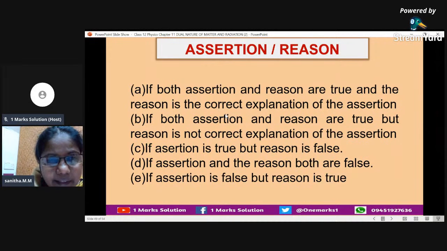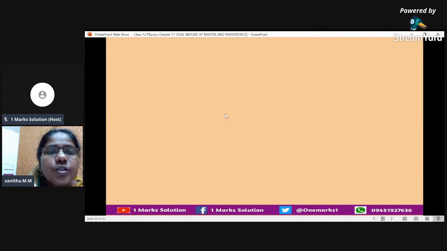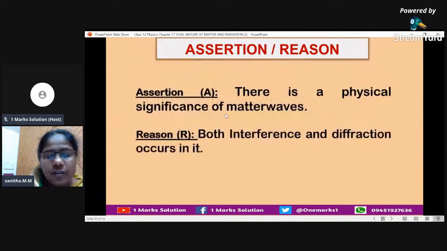4 questions will be there in the board exam. We are telling about the board exam. 4 questions will be there, and it can be from different topics. Now we can go for 1 or 2 questions. We can discuss it. The first question, assertion is given as, there is a physical significance of matter waves. Sure, there is a physical significance. And matter waves, you know that they are waves associated with moving particles. Another name for matter waves, we can say de Broglie waves. And the reason, what is the reason? Both interference and diffraction occur in it. So absolutely correct. Why? Because it is wave nature.